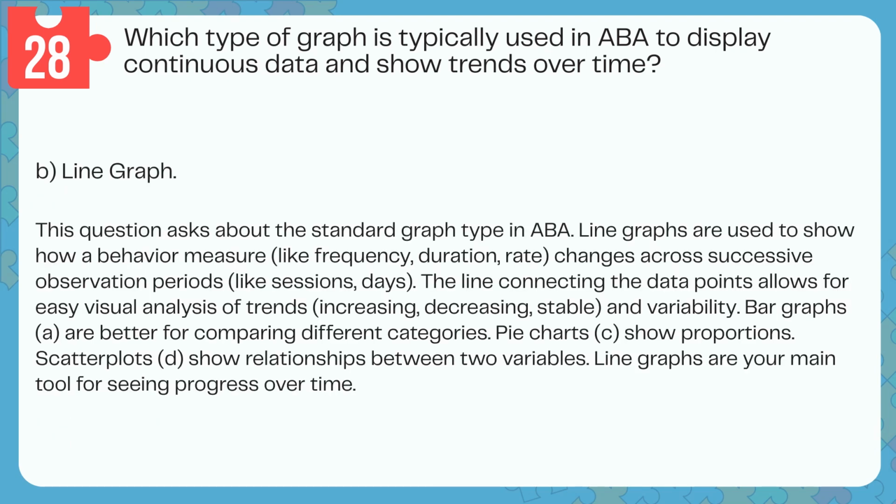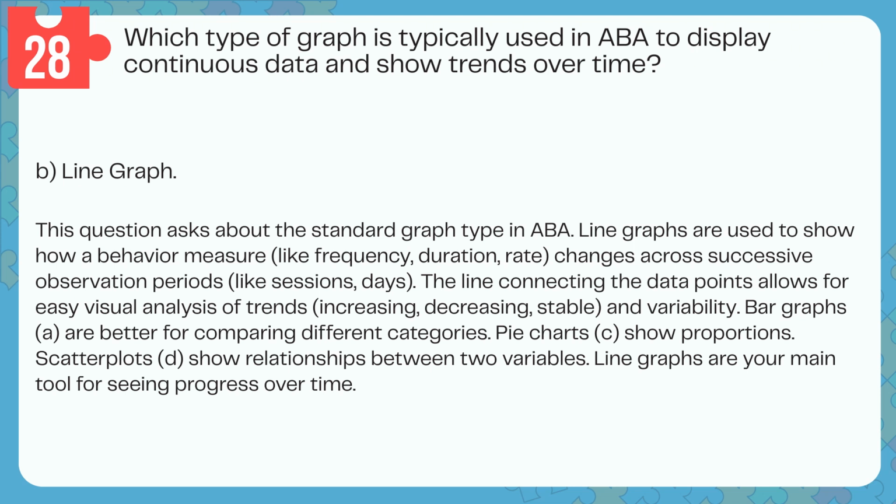Answer: B. Line graph. This question asks about the standard graph type in ABA. Line graphs are used to show how a behavior measure, like frequency, duration, or rate, changes across successive observation periods, like sessions or days. The line connecting the data points allows for easy visual analysis of trends, increasing, decreasing, stable, and variability.